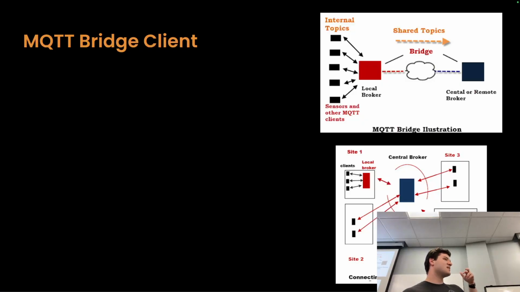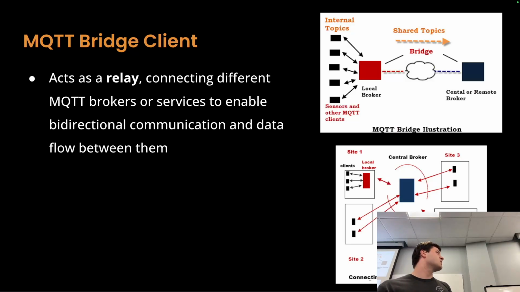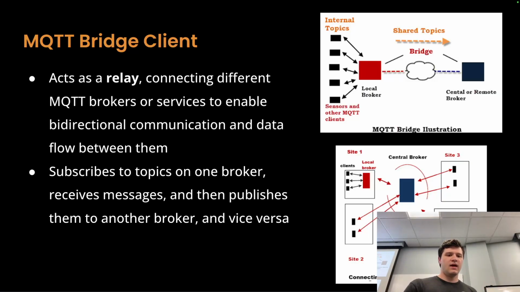So that you're not just sending all of your industrial data to this broker, there's a thing called a bridge client, which allows you to have a local broker and then a cloud broker. The bridge client acts as a relay to connect the different MQTT brokers that may appear on a network, and enables bidirectional communication between the local broker and the cloud broker. It will subscribe to the topics on one broker, receive those messages, and then publish them to another broker like your cloud broker, and vice versa.